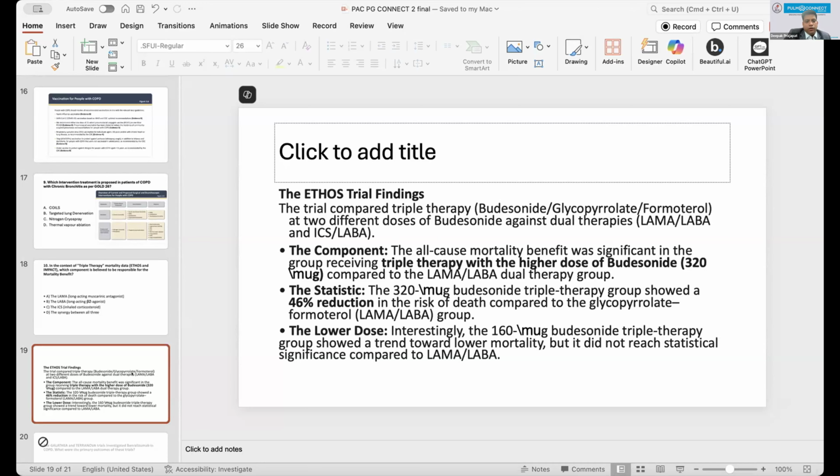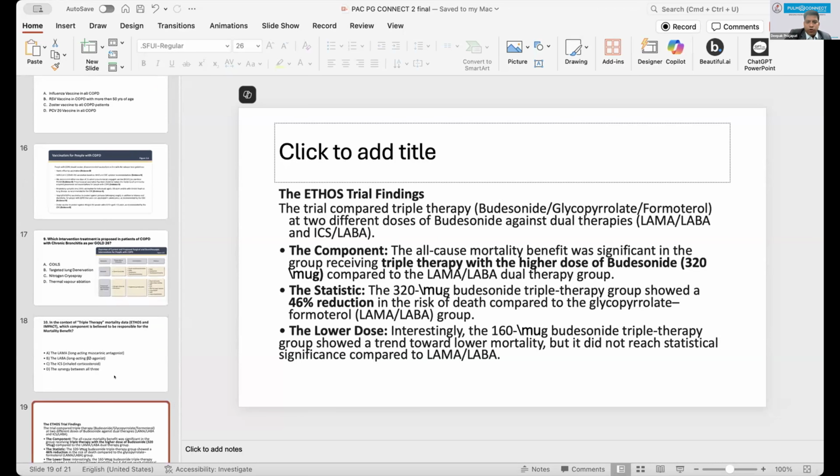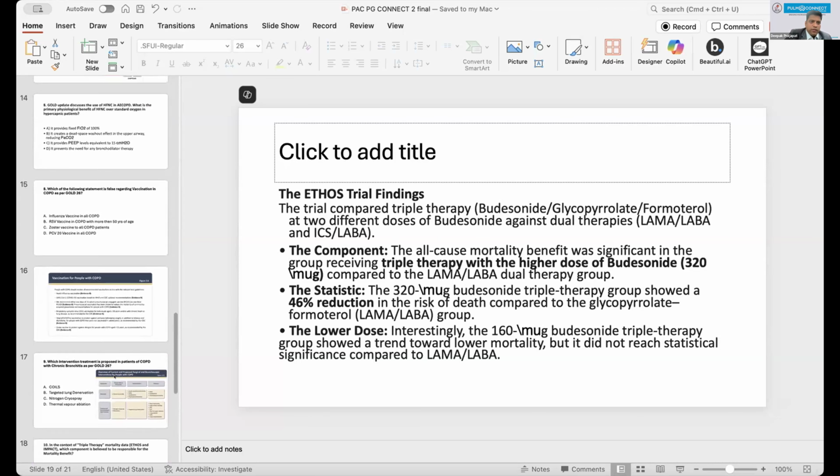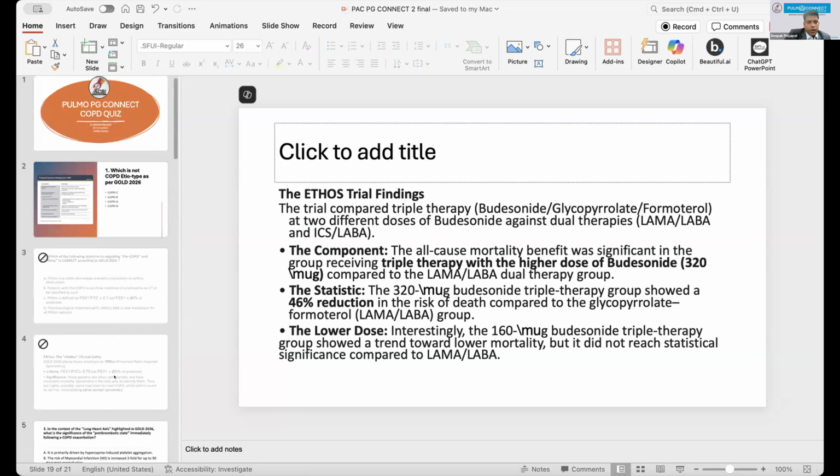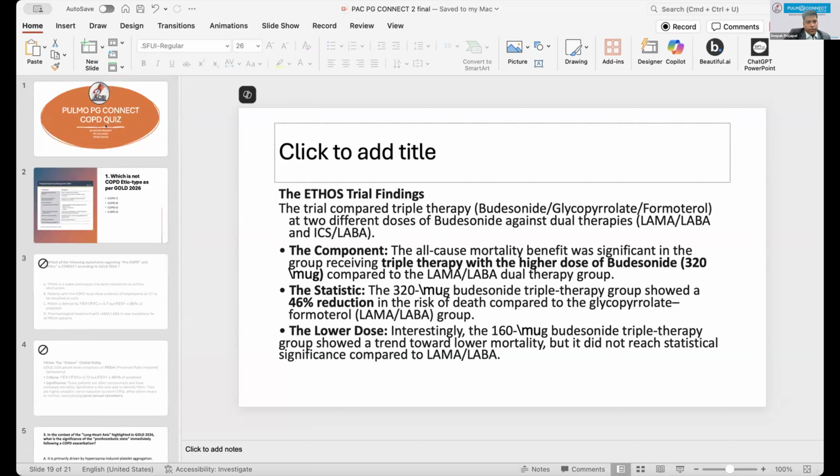over the vascular areas in the COPD patients. So that's why the cardiovascular mortality is less in the group who receive the inhaled corticosteroid in the triple combination.